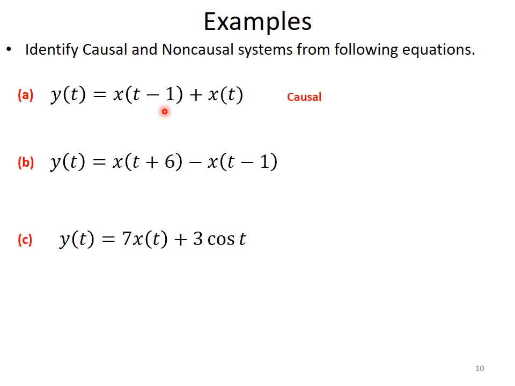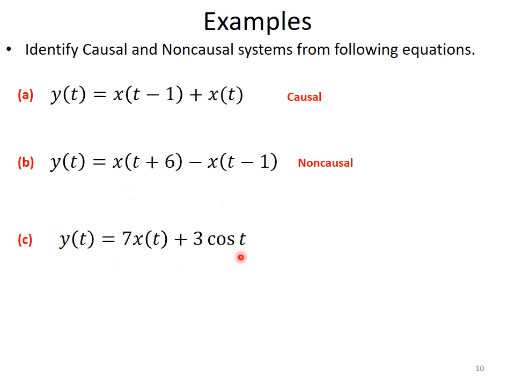Therefore this system is causal. Similarly, here in this equation you can see y of t depends upon x of t minus 1, which is the delayed value, past value of x of t. However, this value x of t plus 6 is the time advanced value, it is future value. Right? So we can say this system is non-causal.